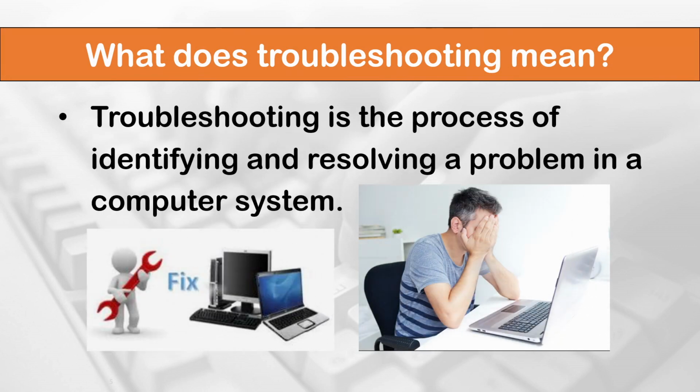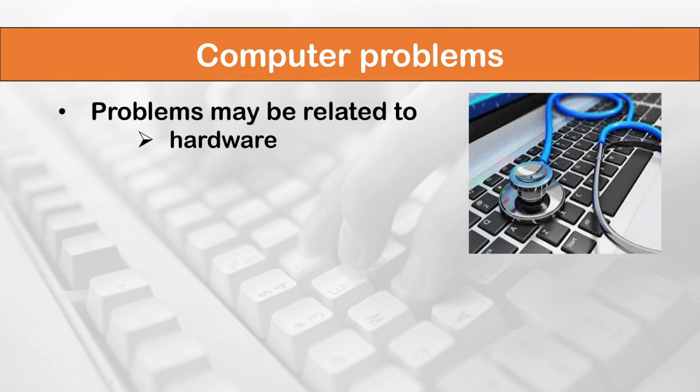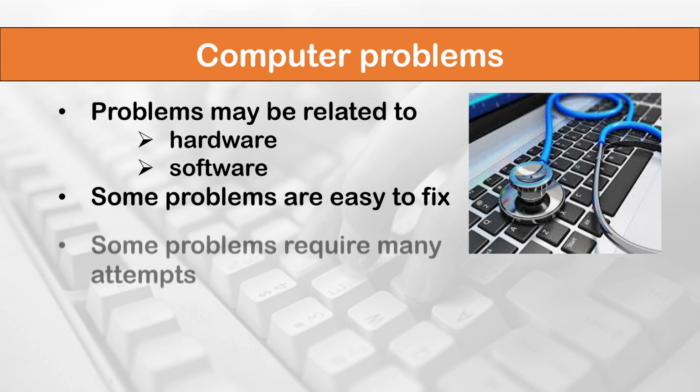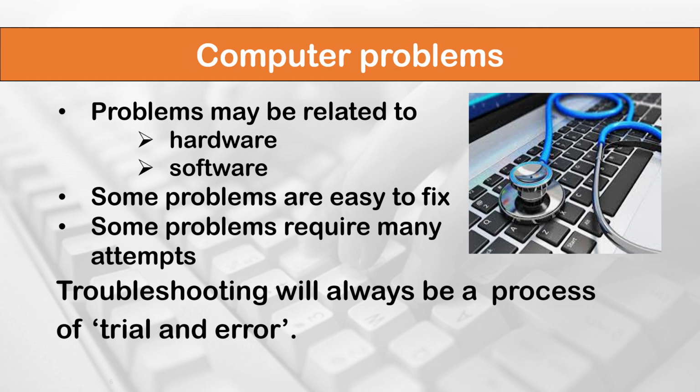What does troubleshooting mean? Troubleshooting is the process of identifying and resolving a problem in a computer system. There are different types of problems that you can encounter while using a computer system. Problems may be related to hardware or software. Some problems are easy to fix, while others may require many attempts. Troubleshooting will always be a process of trial and error, as different solutions may be tried.